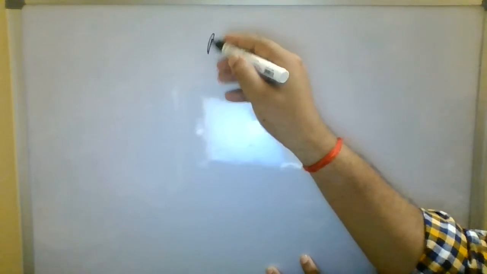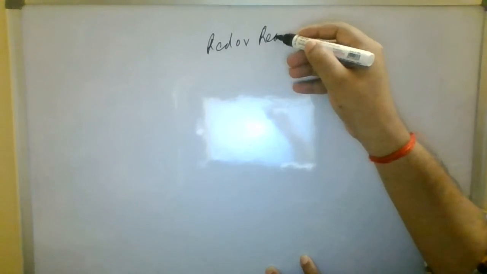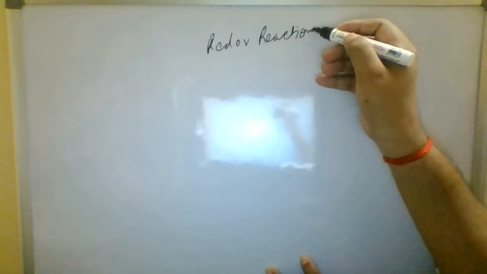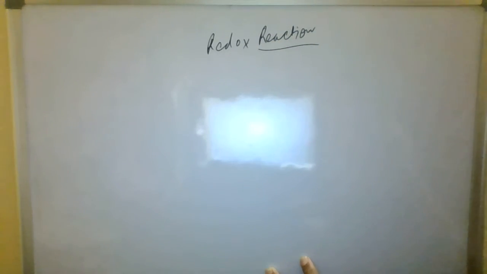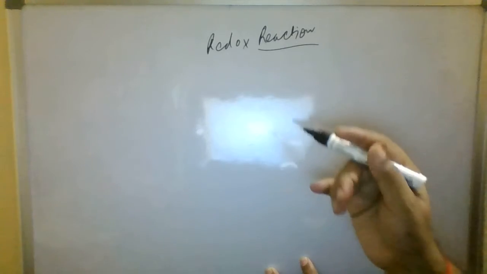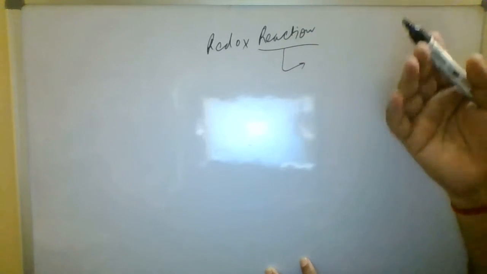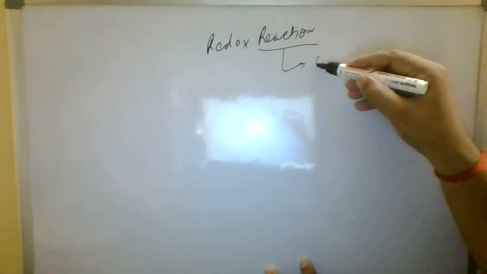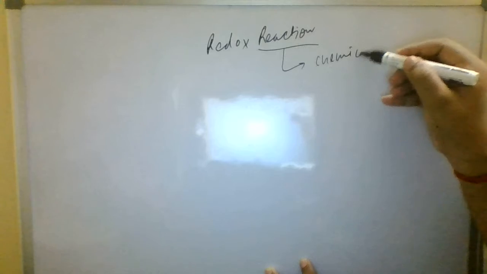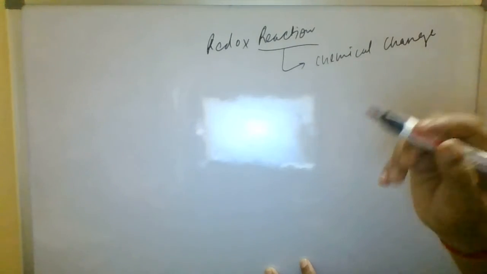So the chapter is redox reaction. First of all, let us understand what a reaction is, and then we will try to understand what redox means. Reaction means there is a change, chemical change or physical change. Whatever chemical changes there are, we study in the form of chemical reactions.